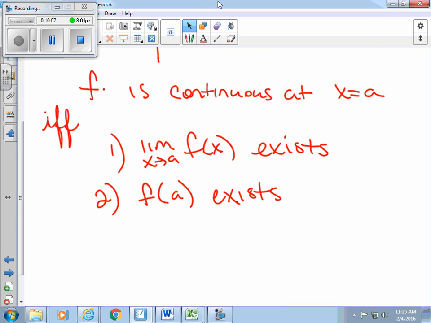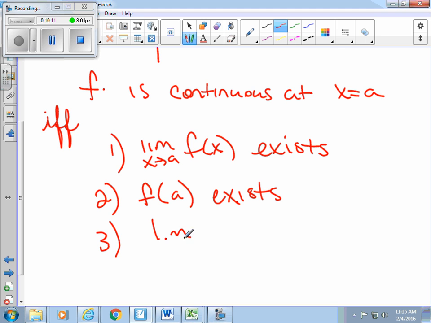So last thing, the limit as x approaches a of f of x has to equal f of a. You have to memorize this. All three parts, all of it. You have to memorize it.